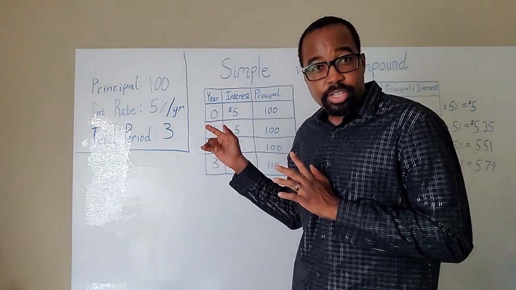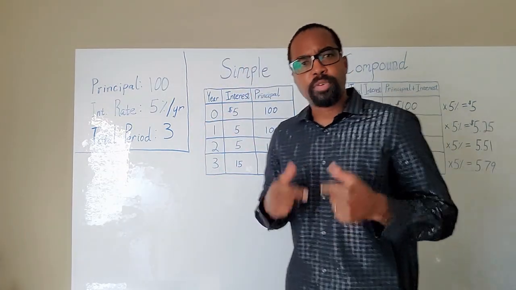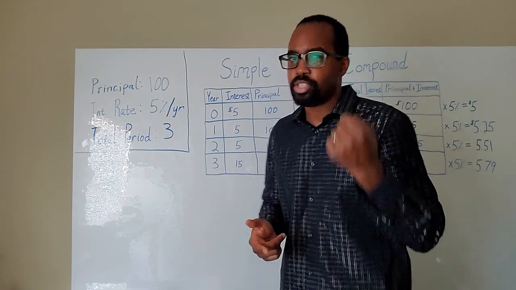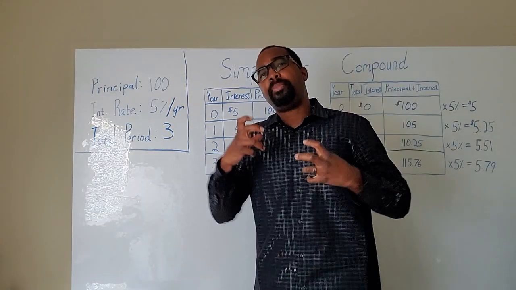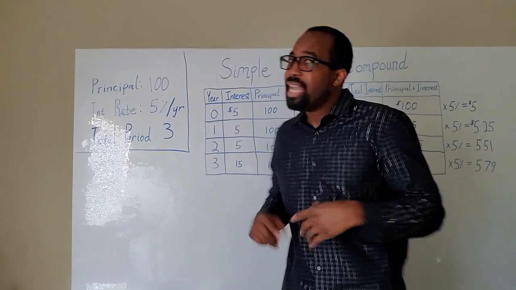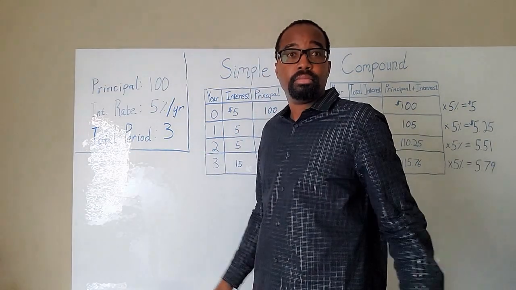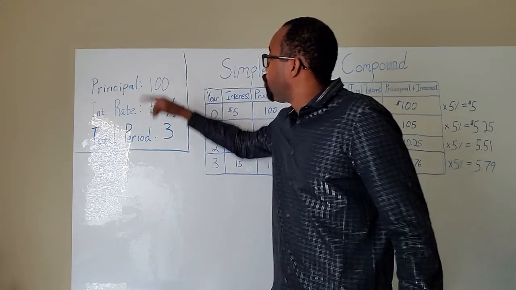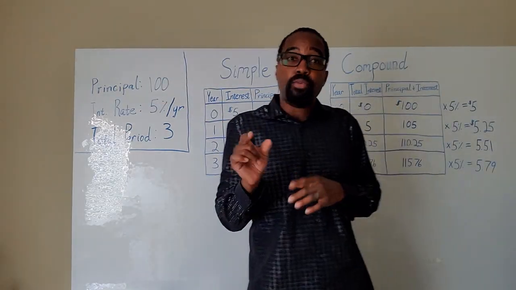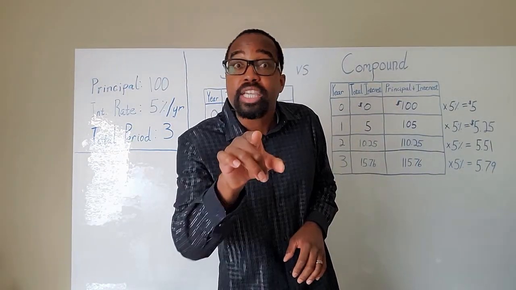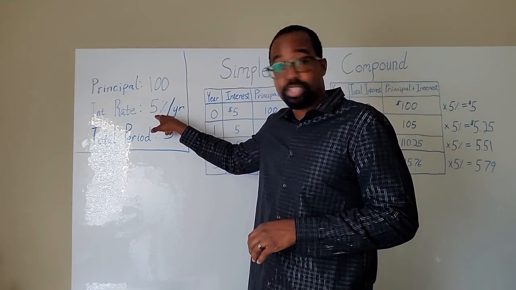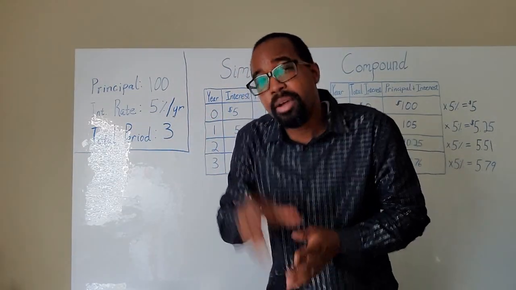We are going to start very simply, okay? So for those of us who don't like math, this is going to be very simple for you. The principal is $100. That's the money that you're putting down to grow. The interest rate at which that money grows is 5%, 5% per year.